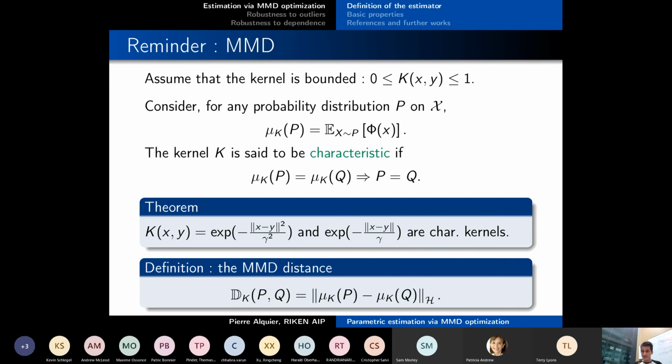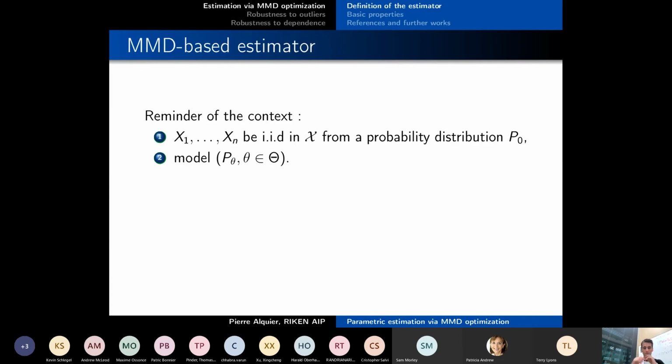The distance that I will use here to compare probability distributions is simply the norm in the space H of mu of p minus mu of q. You'll see that if you just take this as a distance and decide to work with it, I will define the estimator in this slide, but the theory of this estimator, like the consistency, can be done in just a few lines. It's extremely simple, thanks to the Hilbert structure.